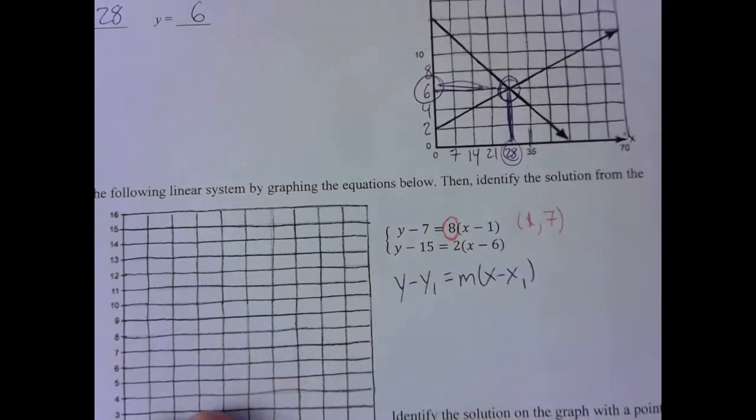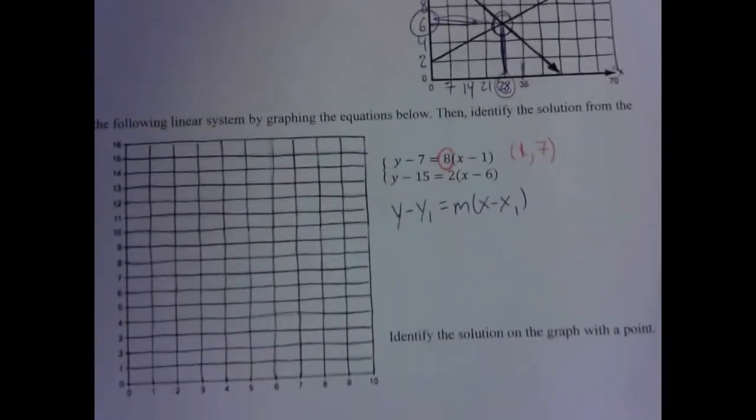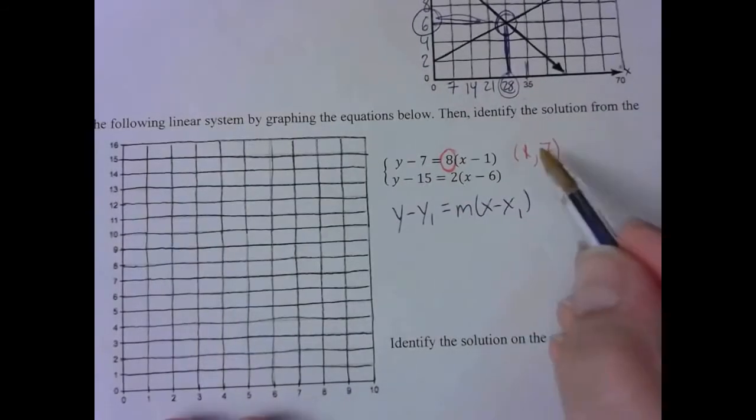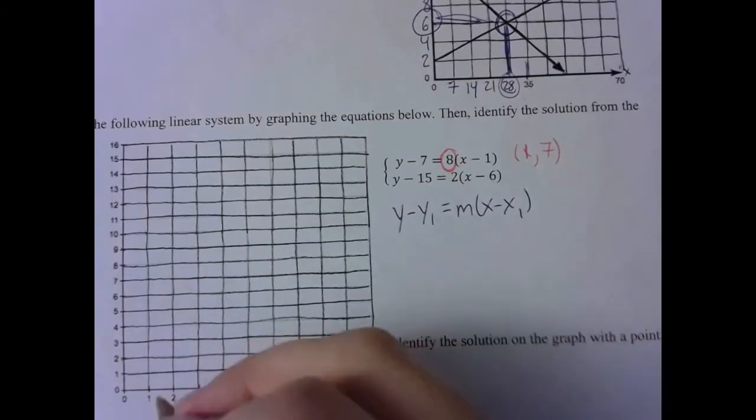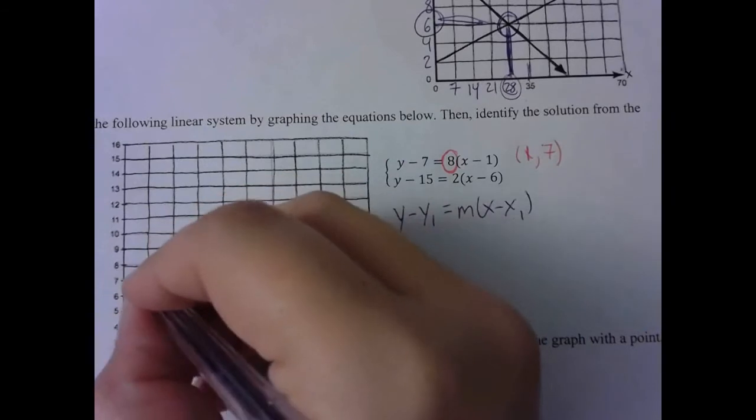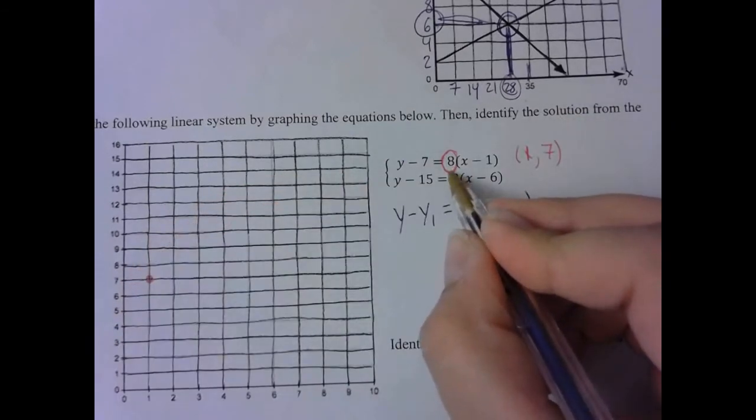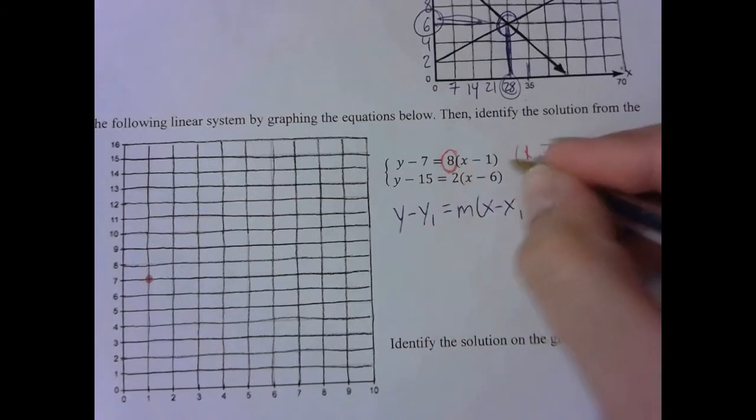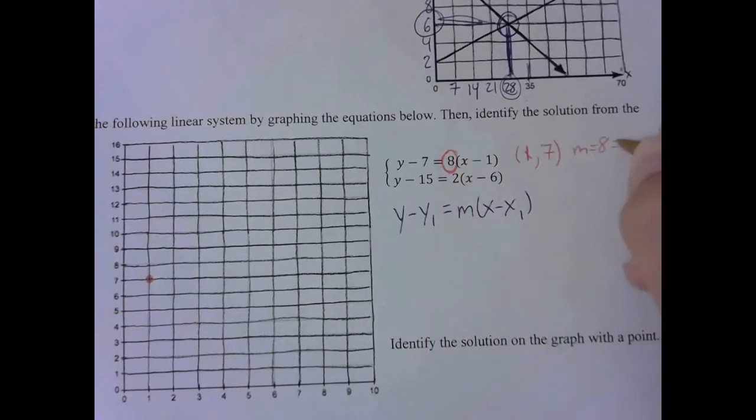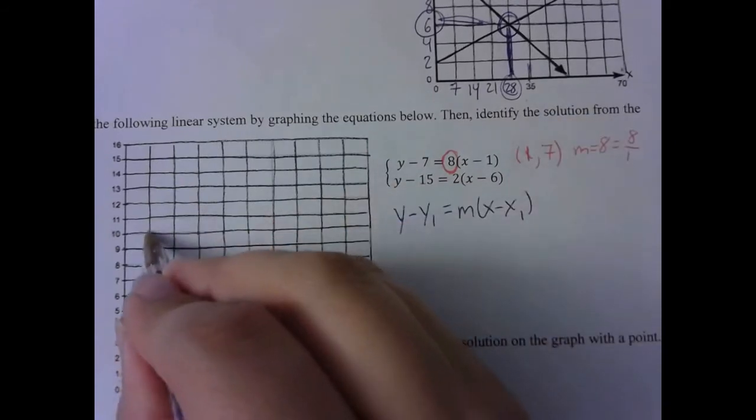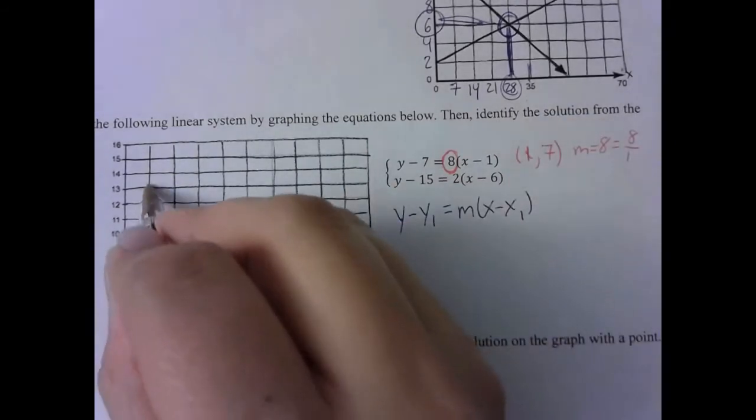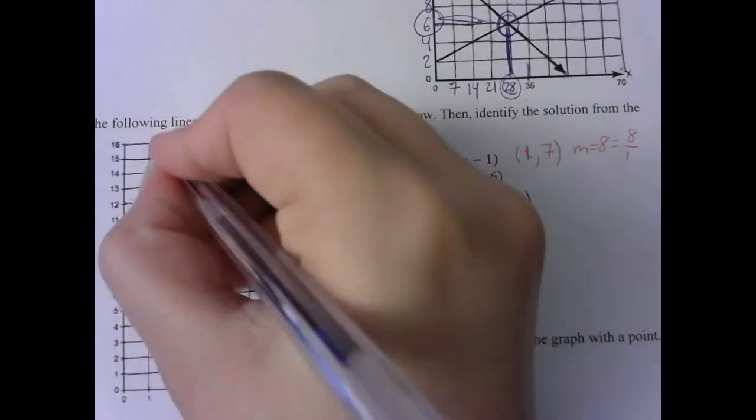So here's how we're going to graph it. We need to put a dot on 1, 7. So we go over 1 up to 7, we put a dot. Then we use our slope to find more points. So that means 8 is really 8 over 1. So we're going to go up 8. 1, 2, 3, 4, 5, 6, 7, 8 over 1. Ta-da!